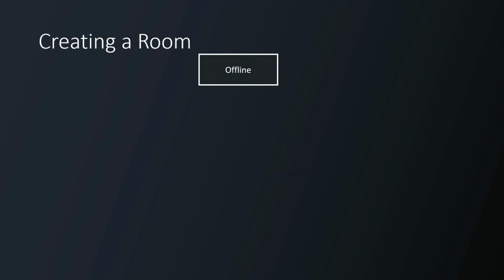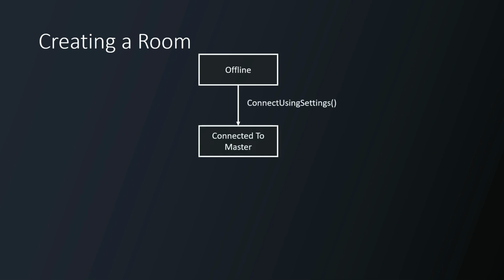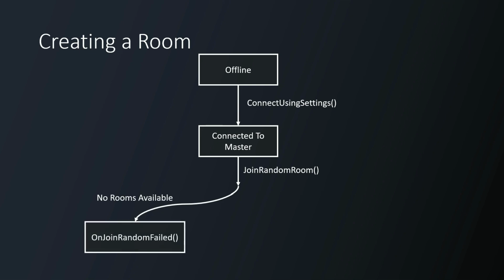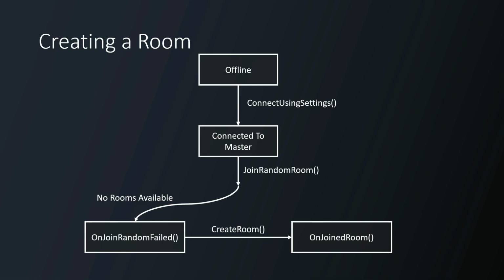So first of all, our game starts in the offline state. In order to connect to the Photon master server, we call connect using settings. This will connect us to the master server that is geographically located closest to us. We then call join random room. If there are no rooms available, we'll get the Photon callback on join random room failed. From that callback, we'll call create room, and then we'll receive the callback on joined room. Now we can start playing our game.